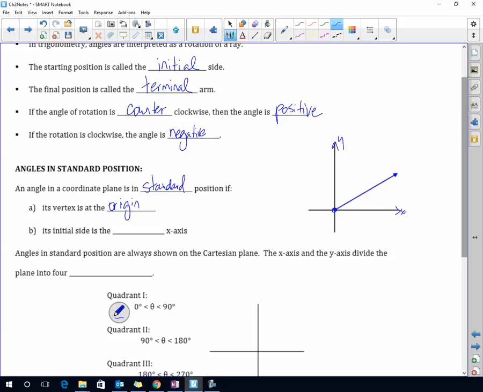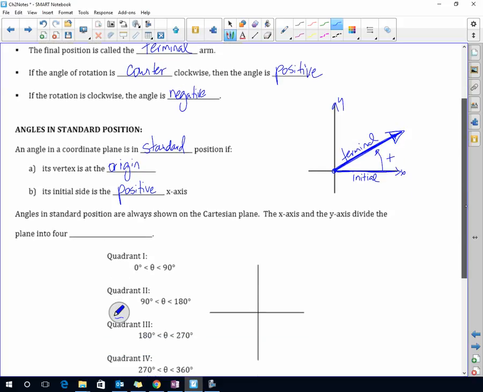So if I rotate it counterclockwise this way, I'm rotating it positively. And this ray right here of the angle formed is called my terminal side. So the initial side in standard position is on the positive x-axis. If I go counterclockwise, I'm going positive. If I go the other way, this way, I'm going negatively around.